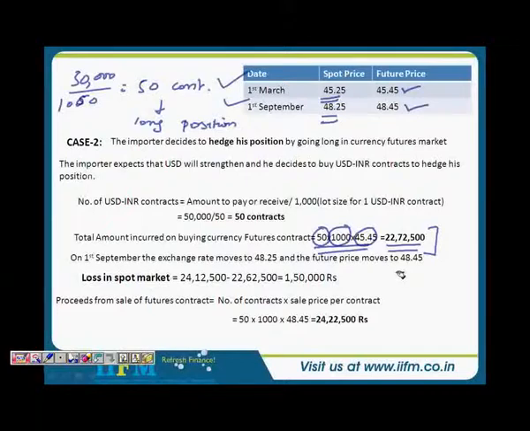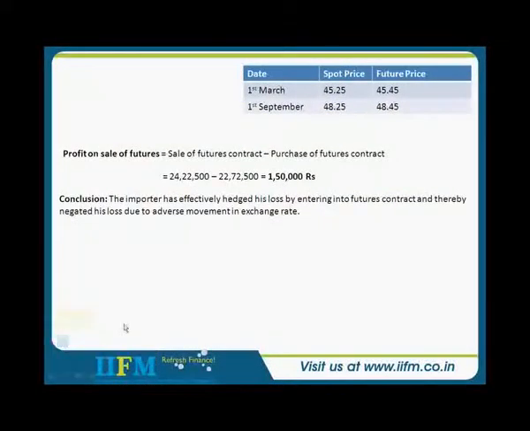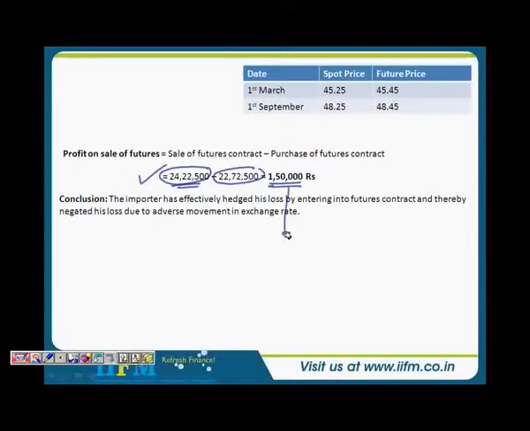Now, we were expecting the prices to go up, so the futures price went from 45.45 to 48.45. The loss in the spot market, his real exposure, was 1,50,000, which we already know. When he squares off his position, he sells these contracts at 48.45, so he receives a total of 24,22,500 against an investment of 22,72,500. So he gains a total of 1,50,000 rupees, and this offsets the actual loss which he has incurred in the spot market.